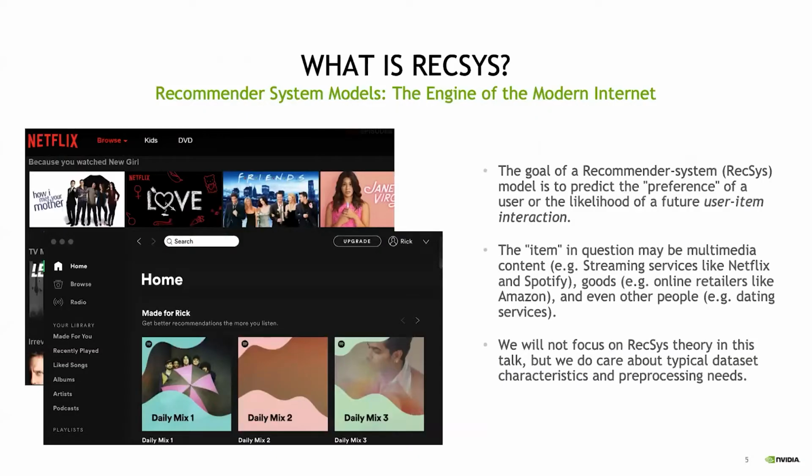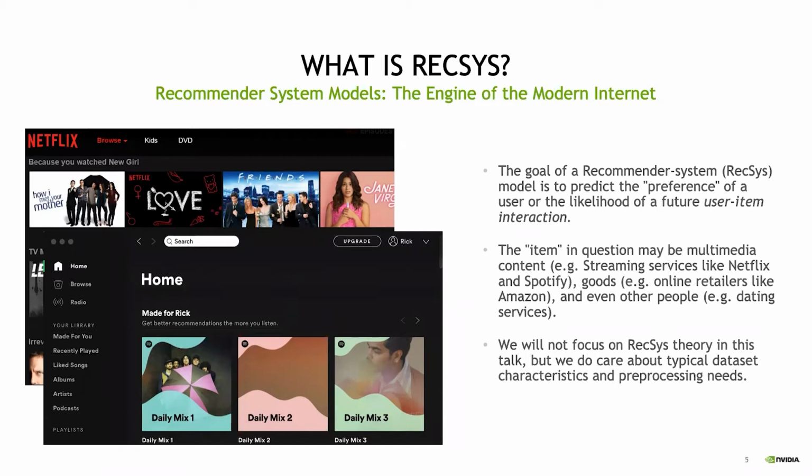When I say RecSys, what I really mean are recommender system models, which really are the engine of the modern internet. The goal of a recommender system model is to do something like predict the preference or rating that a user might have for some item, or similarly, predict the likelihood of a future user-item interaction. And when I say item, that's a pretty vague term. It could be goods or content, like streaming content on Netflix or Spotify, or it could even be another person, like with dating services.